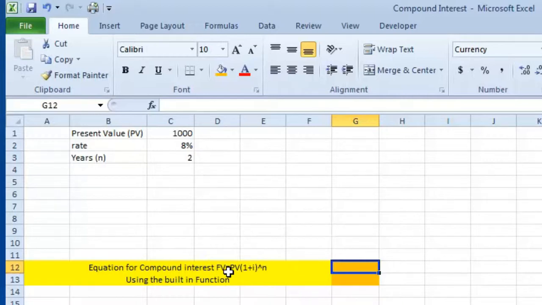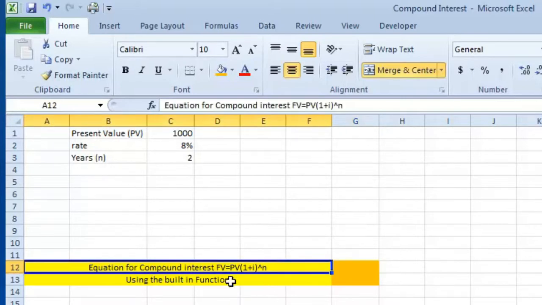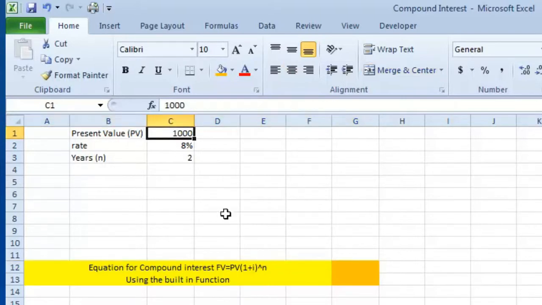So if we look at the equation for future value, it's present value. Today we're going to call it $1,000, all right, times 1 plus the interest rate, squared by the amount of years. All right, so let's quickly just type that in there.